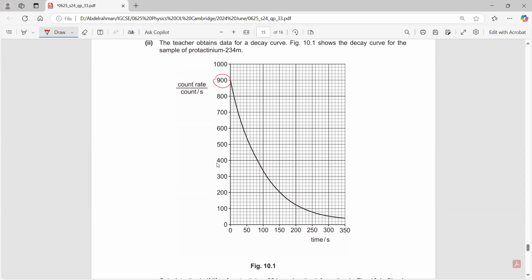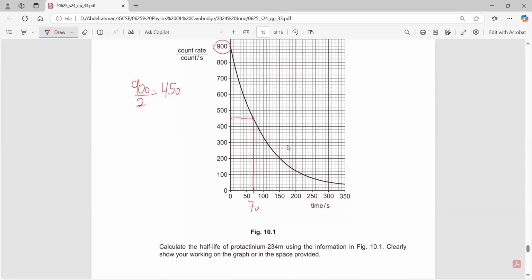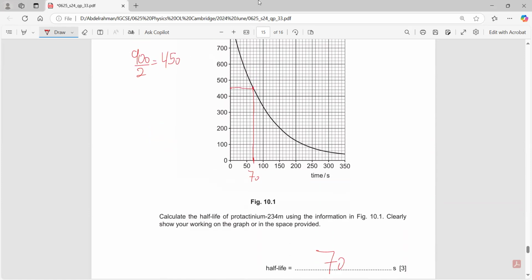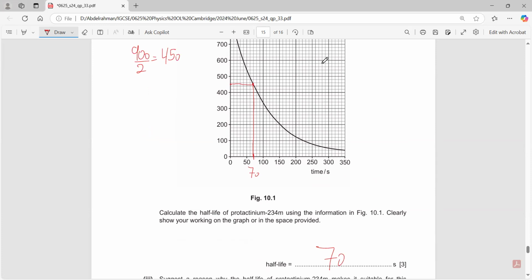First of all, you have to take the first number, which is 900, divided by 2, which is 450. On the graph, you have to draw a line from 450 until you reach this point, and then draw another, vertical line, which reaches exactly the 70-second mark. Please be very meticulous while drawing this line.